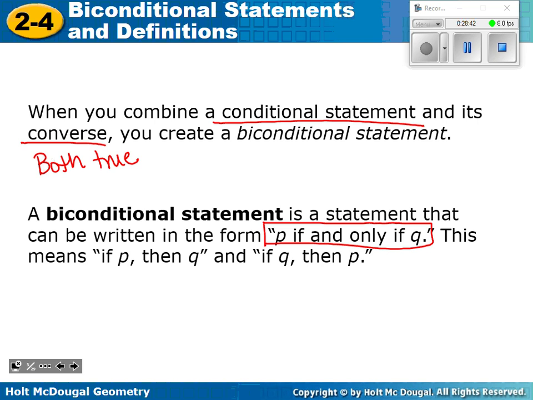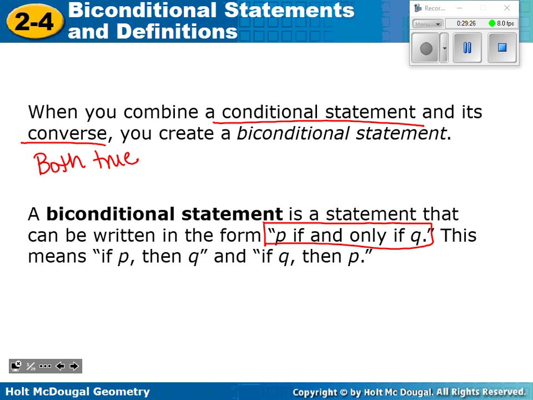Okay, so for example, I'll use acute. An angle is acute if and only if it measures between 0 degrees and 90 degrees. Okay? Do you see the phrase if and only if in that statement?